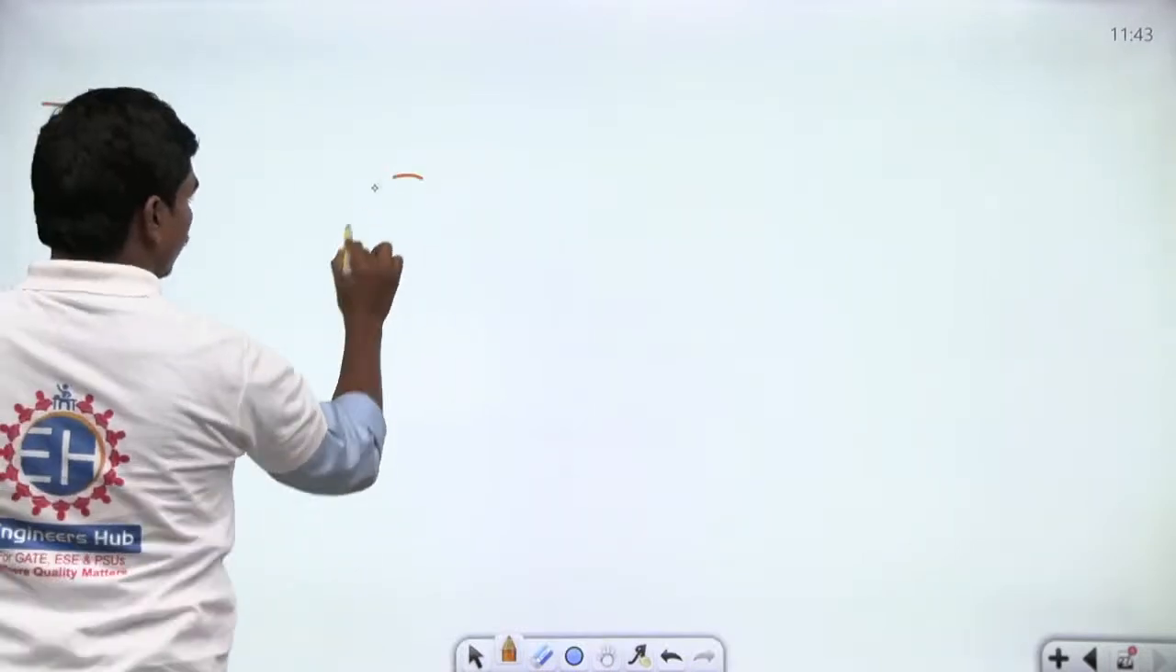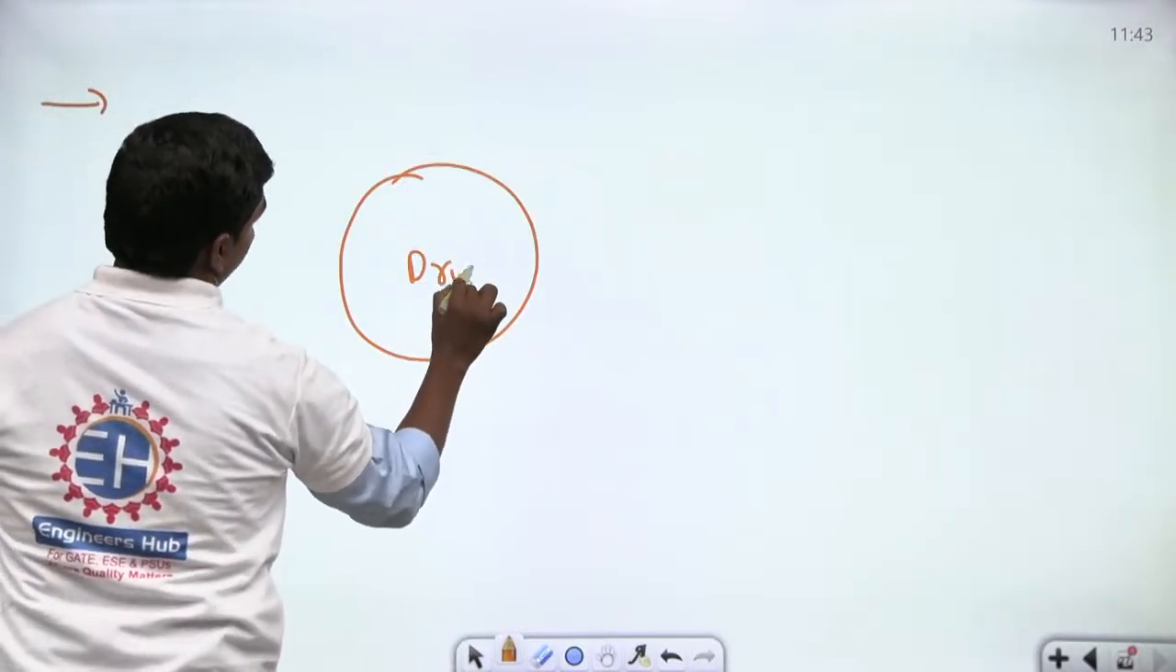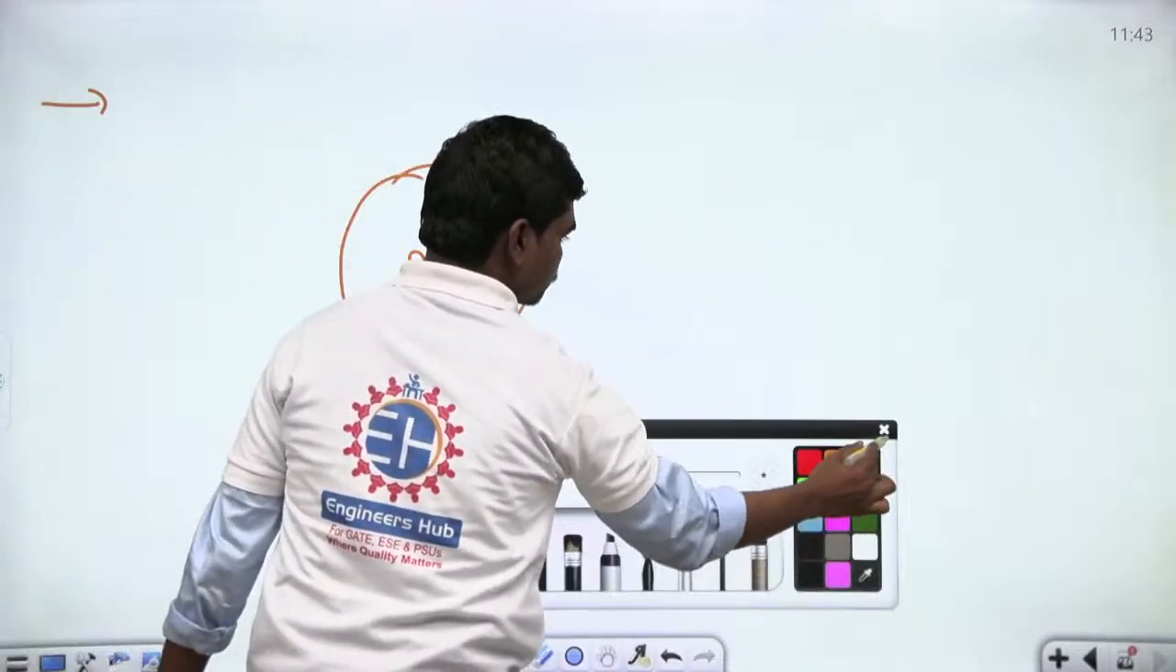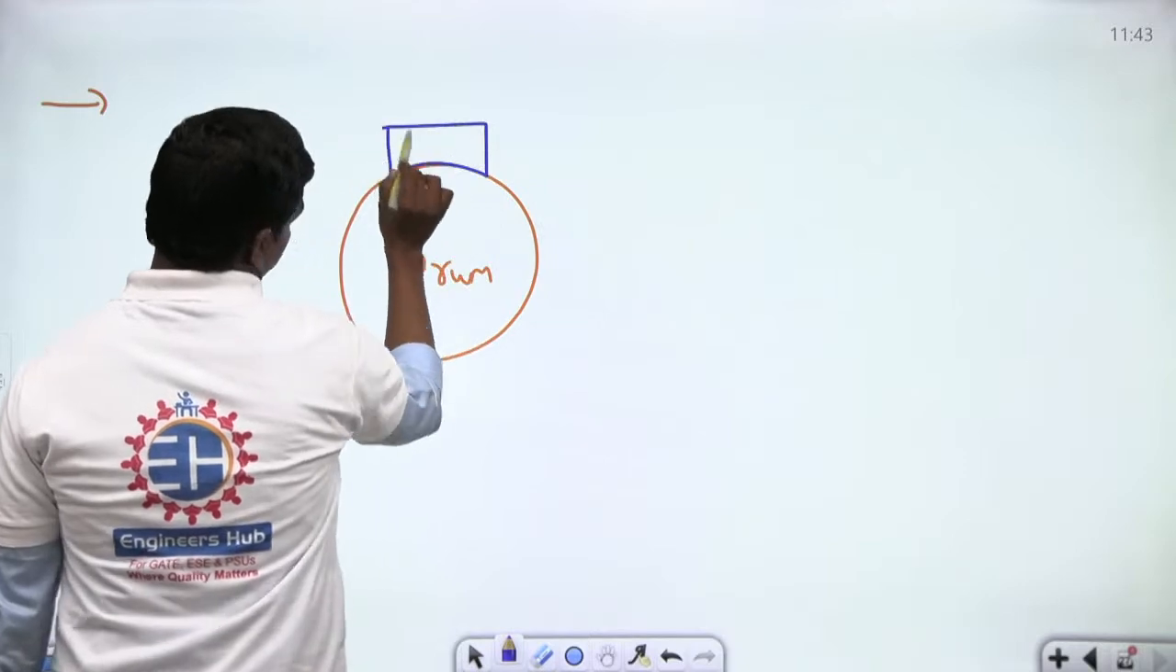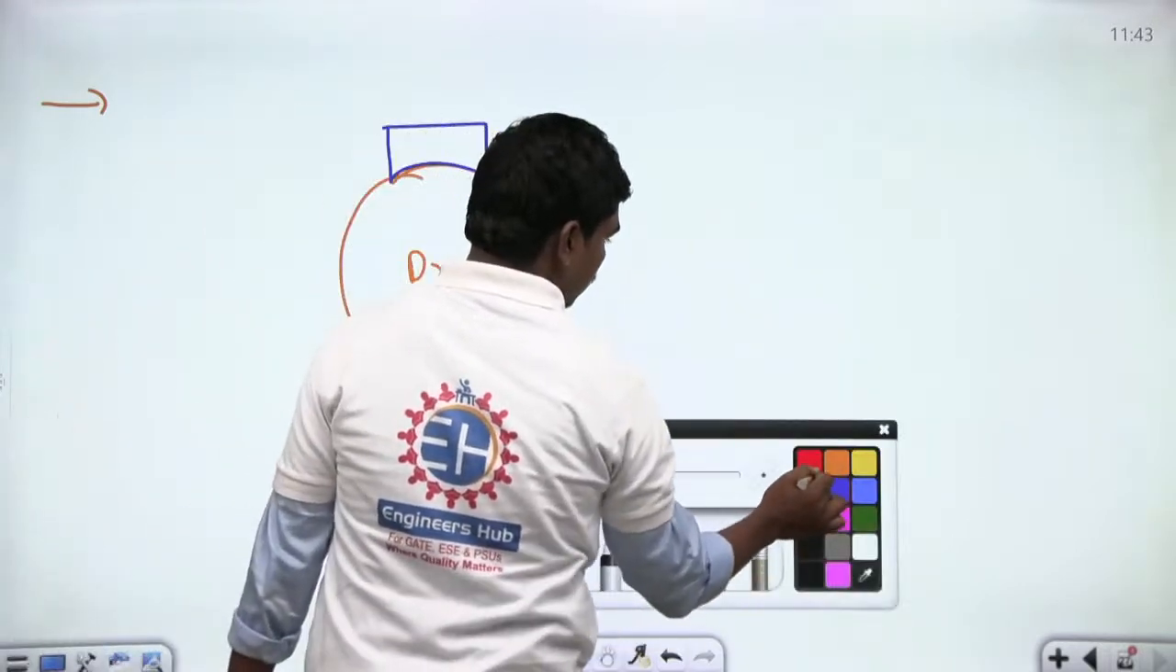So there is basically one drum that is rotating, and of course here there is a shoe, and there is one lever on top of this.